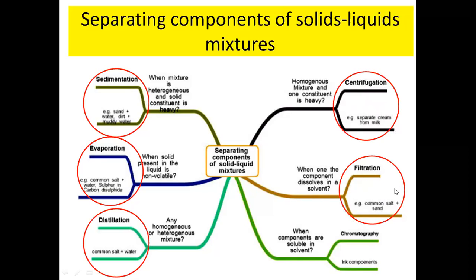This is also something you have actually listened to in the video. This is a simple filtration process, and the example is, let's suppose, common salt and sand. You want to separate these two components, and this is happening when one of the components dissolves in the solvent, as the common salt or table salt is dissolved in water, and if it is mixed with the sand, this is the mixture of water, sand, and salt.